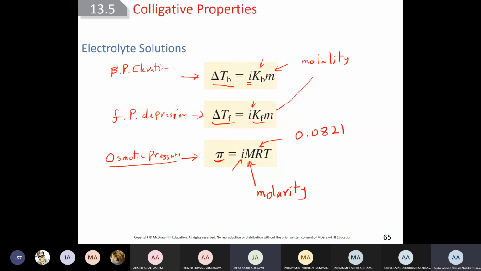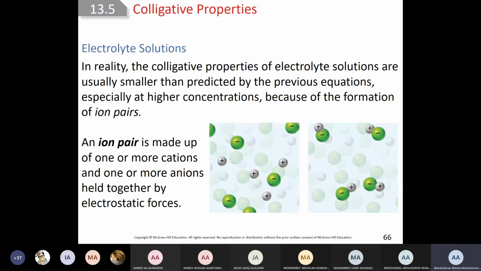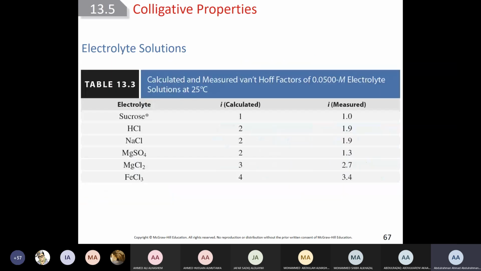Which is 0.0821. As I said, you don't have to memorize this number. It's available in the periodic table, so if you forget it, you can go back to the periodic table very easily. Okay, the last question is what's T? Temperature in Kelvin. Very good. Let's solve this problem then. And as I said, this is I calculated and I measured or actual.